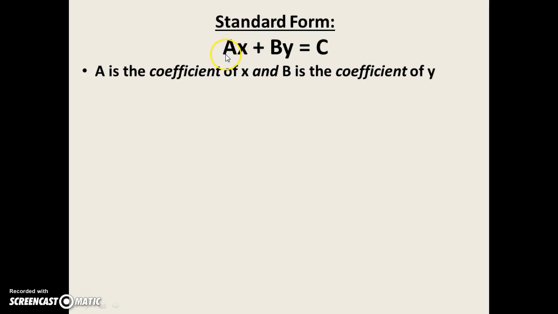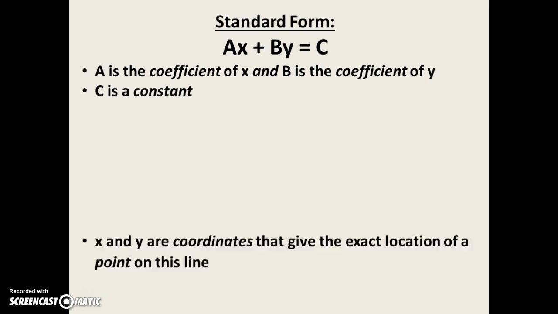And even though that's a letter, it's representing a number, okay? That's why we make it a big A and a big B, so you can tell that it's not one of the variables x and y. A is the coefficient of x, B is the coefficient of y, and coefficients can be variables as well, though not usually, not for right now anyhow. C is a constant, which means it's a number. It's not attached to a variable of any kind. It's all alone by itself.